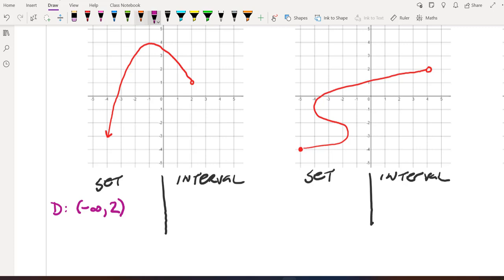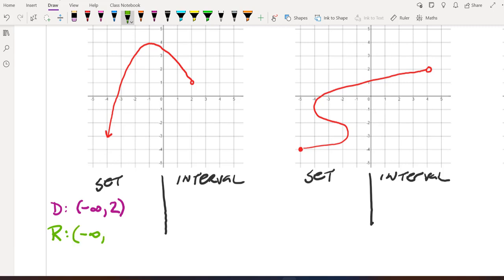All right. Next up, range. Looking for the bottom of the graph. Negative infinity. Yep, we're at the bottom of the graph. We have an arrow pointing down, so it's going to negative infinity.